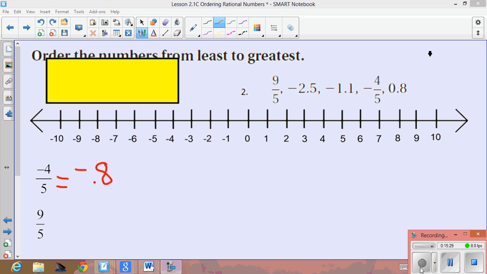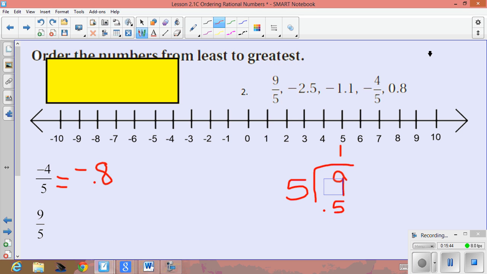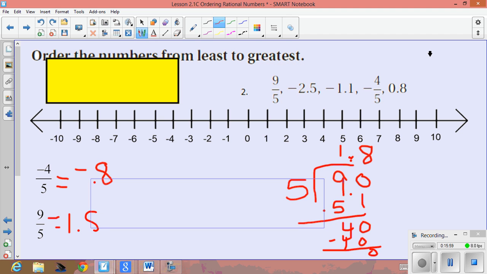Now we're going to take a look at 9 over 5. We're going to take 9 and divide it by 5. Remember, the denominator always stays out. 5 goes into 9 one time. There's 4 left over. Add a decimal and a 0. 5 goes into 40 8 times. 8 times 5 is 40. So we have another terminating decimal. So this would equal 1 8/10.